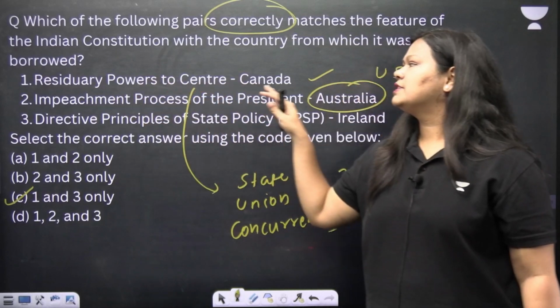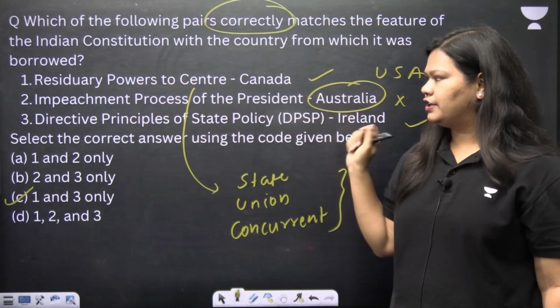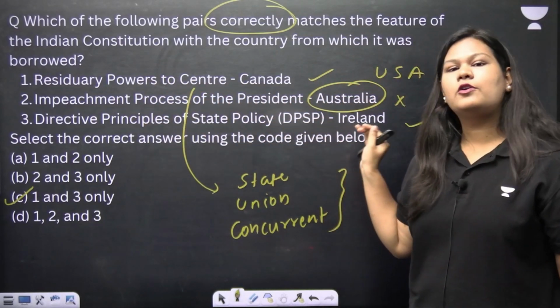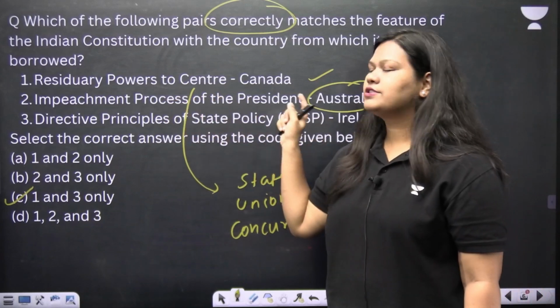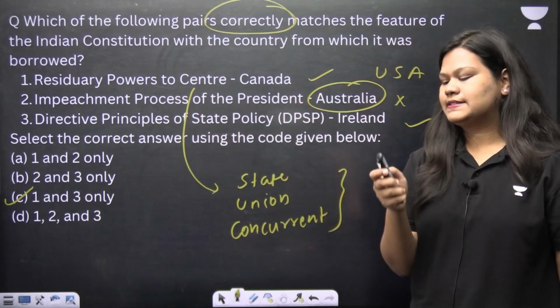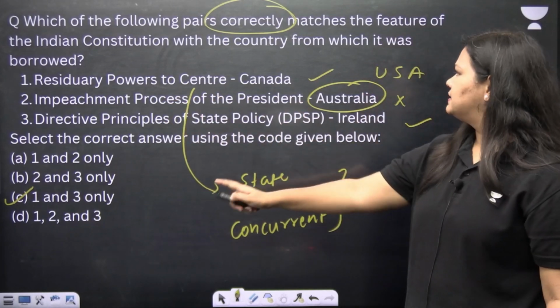So this provision has been borrowed from Canadian Constitution. DPSPs are borrowed from Irish Constitution, and impeachment process of president is borrowed from USA. So the correct answer is option C.